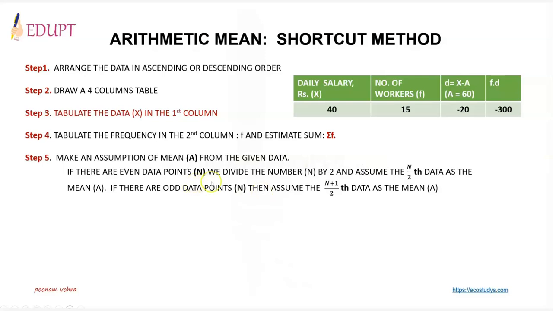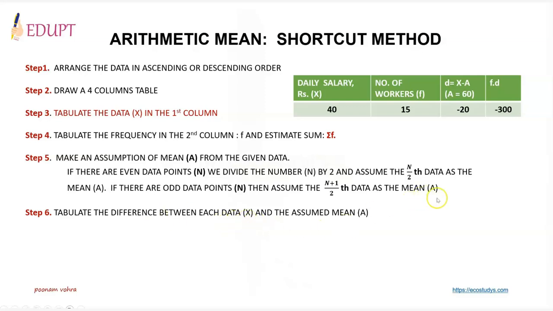If data is in even numbers, then you need to apply n by 2 to find the assumed mean. But if the values are odd numbers, then you need to adopt n plus 1 by 2 to find the assumed mean. And then you need to find the deviations, or the difference between each data and assumed mean, like d is equal to x minus a.